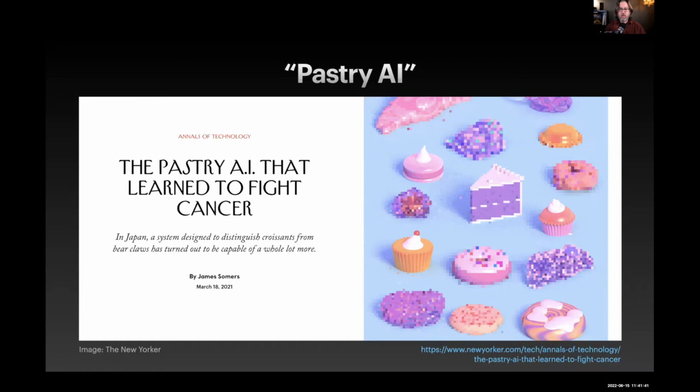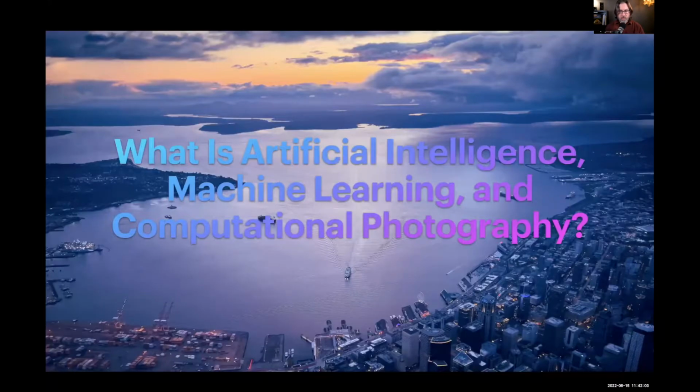But what's important here is A, it's super cool. B, AI is affecting all sorts of different areas, not just photography. And C, it's an example of the software knowing more about what it's seeing. So that's going to come into play here.